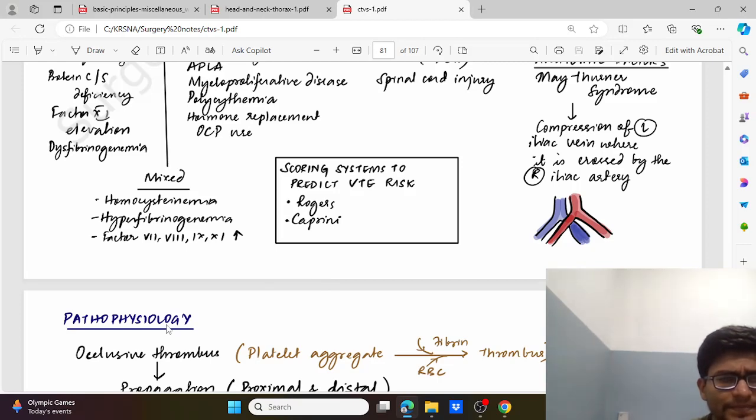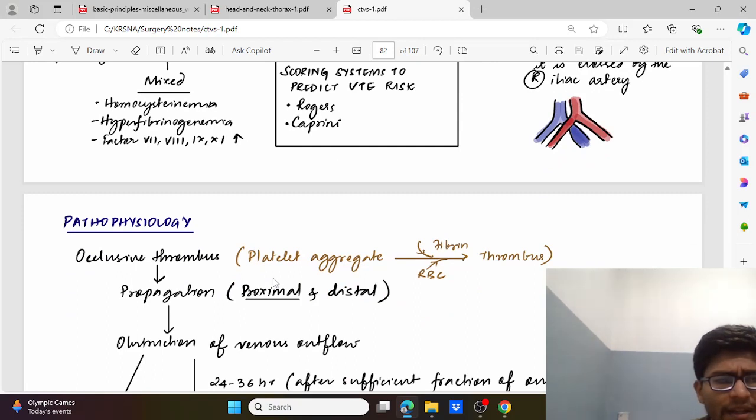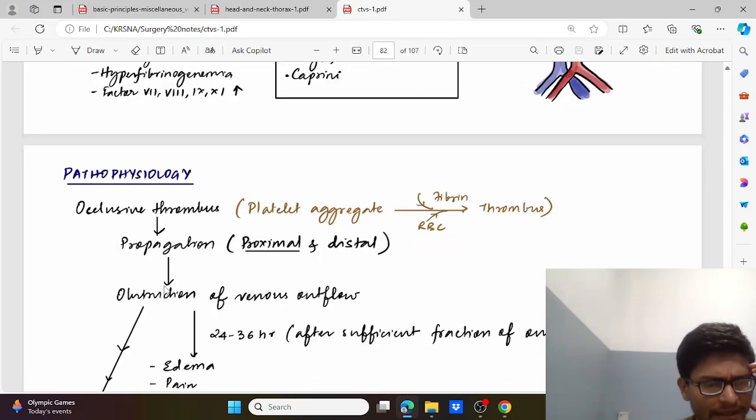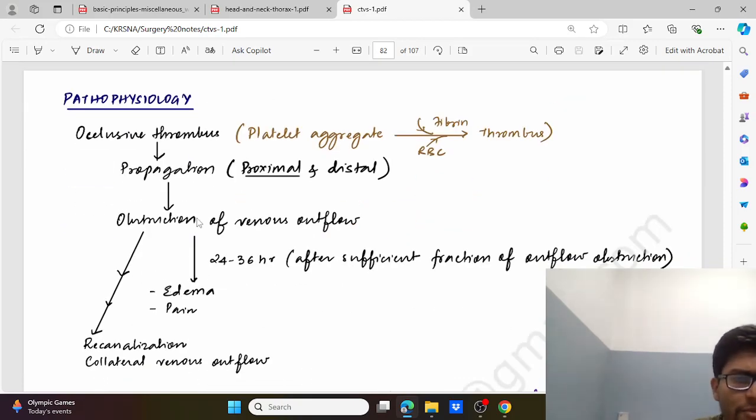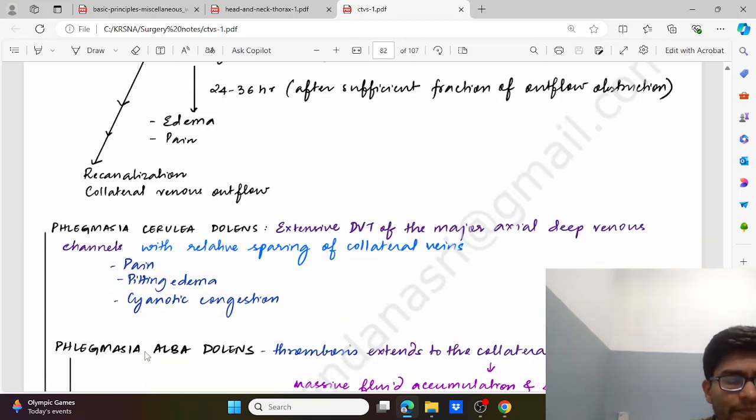Pathophysiology: an occlusive thrombus forms through platelet aggregation with fibrin and RBCs, which propagates both proximally and distally. Obstruction of the venous outflow will result in edema and pain over 24 to 36 hours when there is sufficient outflow obstruction, and later it will cause recanalization and collateral venous outflow.